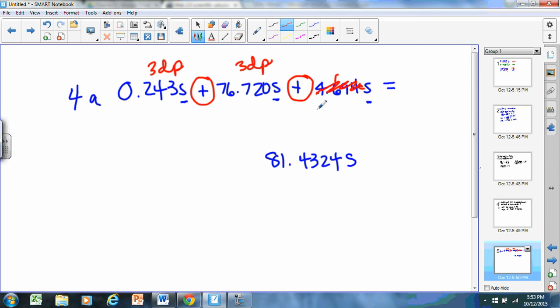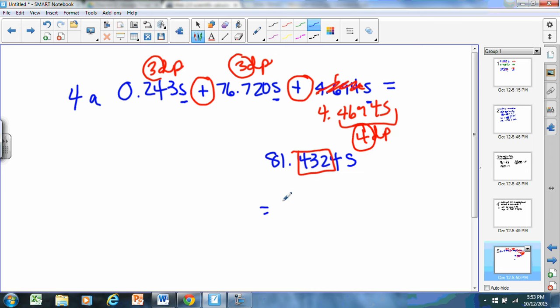This is supposed to be 4.4694 seconds. This actually has 4 decimal places. 3, 3, 4. It's always the smallest, which is 3. So we can only keep 3 places to the right of the decimal. By the way, the stuff to the left of the decimal just comes along for the ride. And so the answer in chemistry is 81.432. 0, 1s, 2s, 3s, and 4s truncate, meaning you just chop it off. 5, 6, 7, 8s, or 9s get rounded up. And that is your first problem.